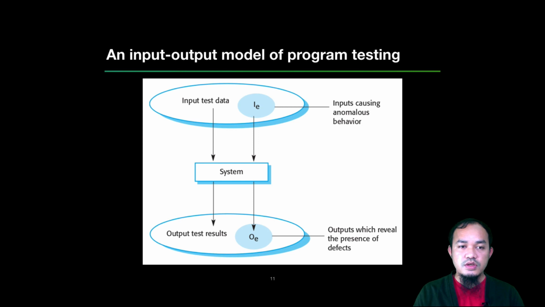We use it as the input test data, and then we test the system, and the system will display the result according to our testing input, what kind of result came from that test. Okay, it will be pass or error or defeat or something else.